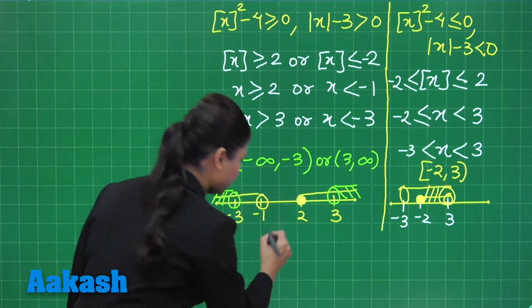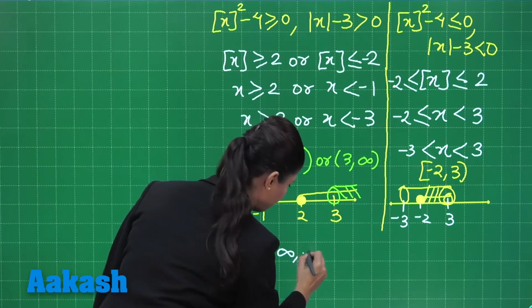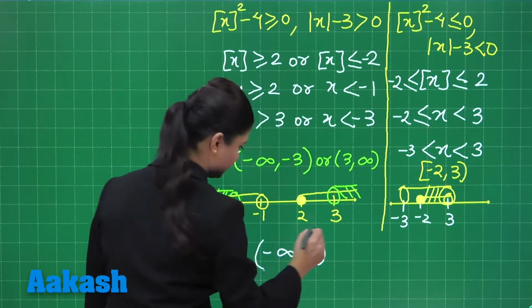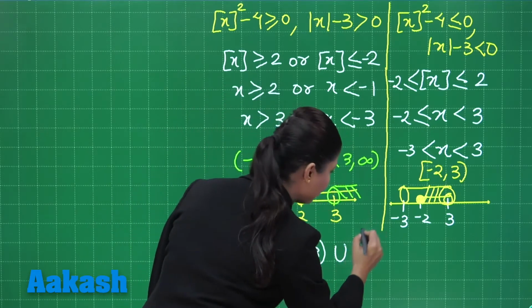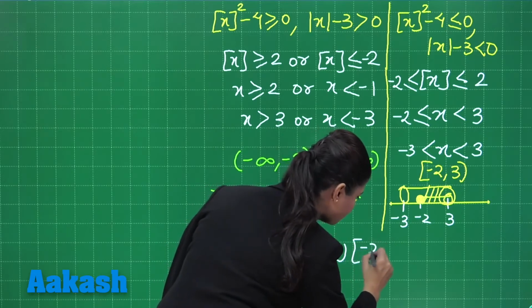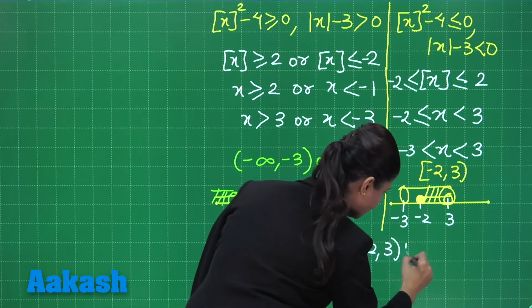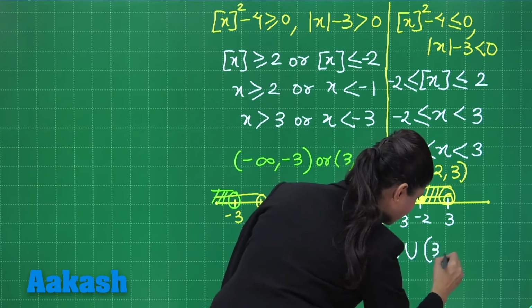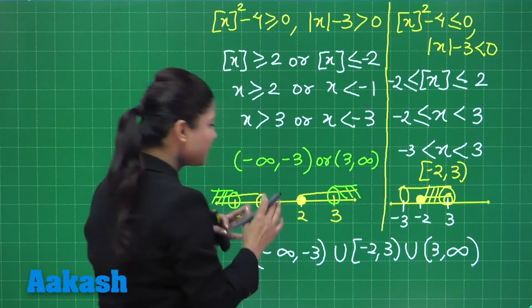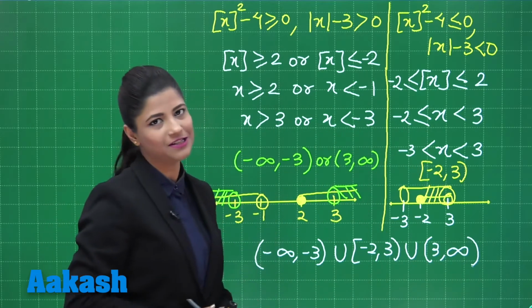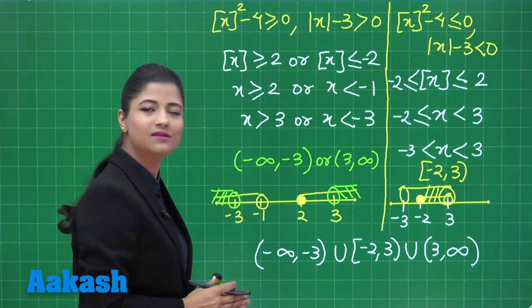If we consider both cases, we get the required domain of the given function, and that comes out to be from minus infinity to minus 3, union minus 2 to 3, union 3 to infinity. So this is the required domain of the given square root function. I hope you have very well understood this question.